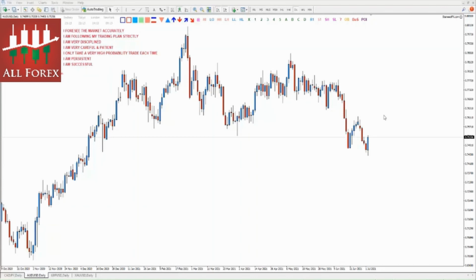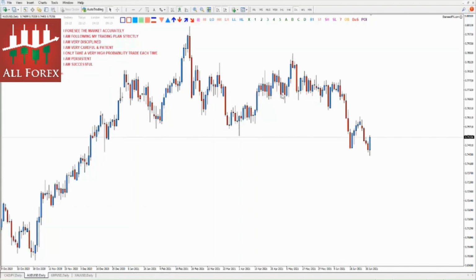So I'm going to show it to you. First things first, you have to look at market bias. And by the way, I don't understand when people say they do not want to look at a higher time frame for market bias. They just want to trade directly from M15 or M5. Yeah, if you're a scalper.